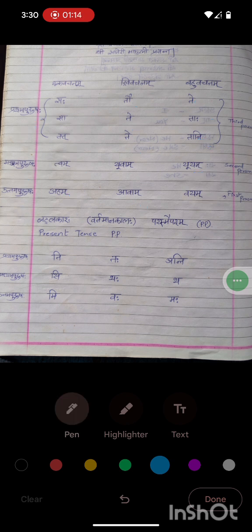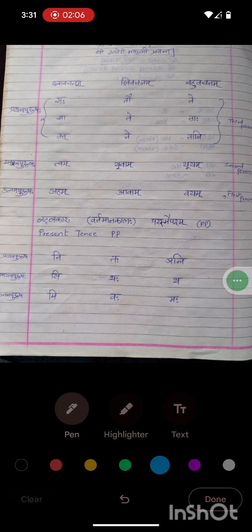Okay, then there is one more little table which you need to understand. See, this is latlakar, Vartaman Kal, Parasmay Pad. In the textbook we saw, you have to frame a sentence, so you need to add these endings. See, ti, tah, anti. Si, stha, tha, mi, vah, mah. Keep on saying. Ti, tah, anti. Si, stha, tha, mi, vah, mah.